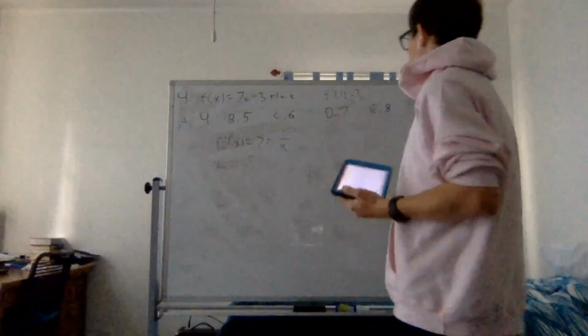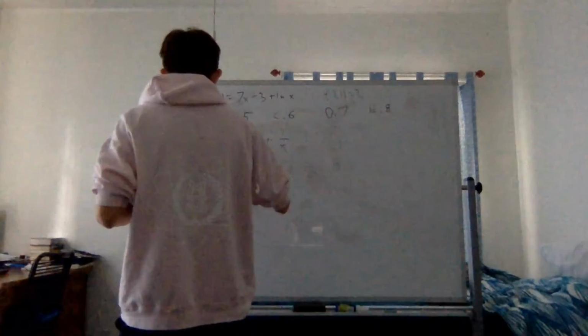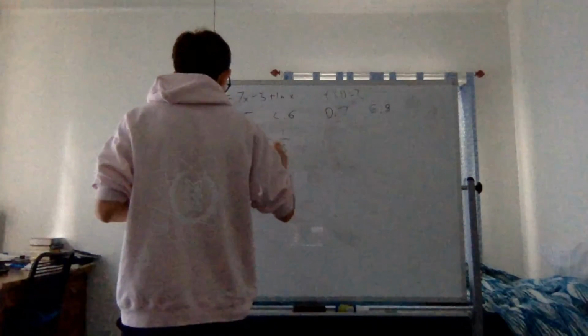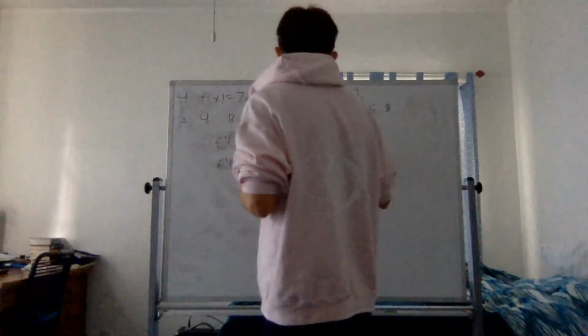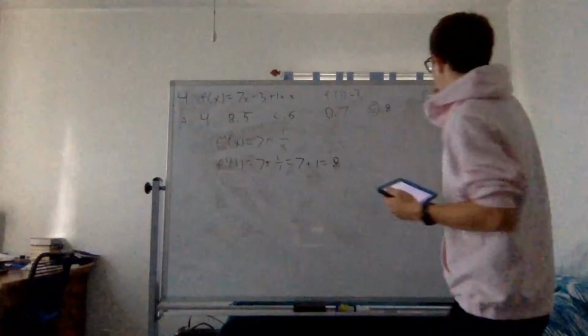So next you want to plug in x equals 1. So then you get f prime of 1 equals 7 plus 1 over 1, which is also equal to 7 plus 1, or equal to 8. So the answer is E.